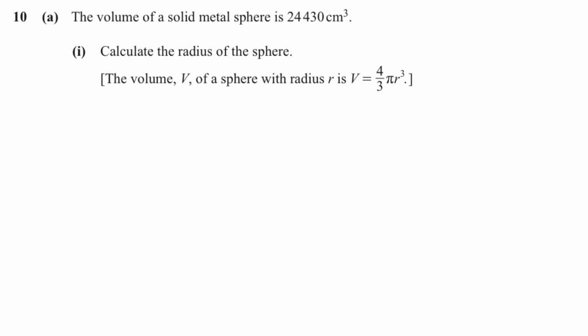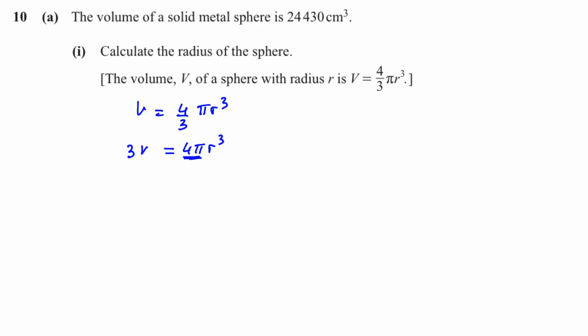Question. The volume of a solid metal sphere is 24,430 cubic centimeter. Part 1: Calculate the radius of the sphere. The volume is already given to us. We have to substitute the volume and make R the subject. So you can make R the subject from before. Let's do that. You have volume is equal to 4 over 3 pi R cube. The 3 in the denominator will go to the other side. It will become 3 times V is equal to 4 pi R cube.